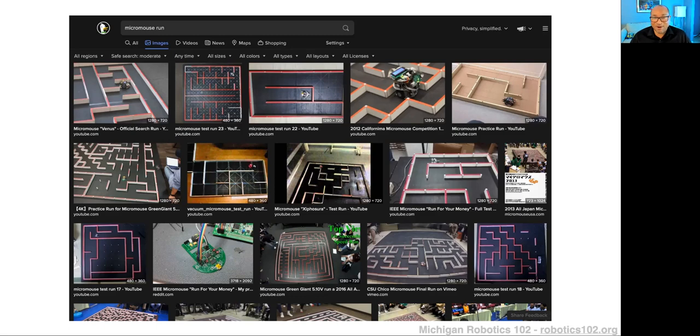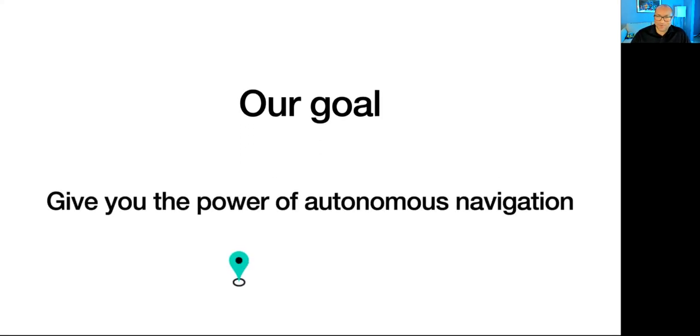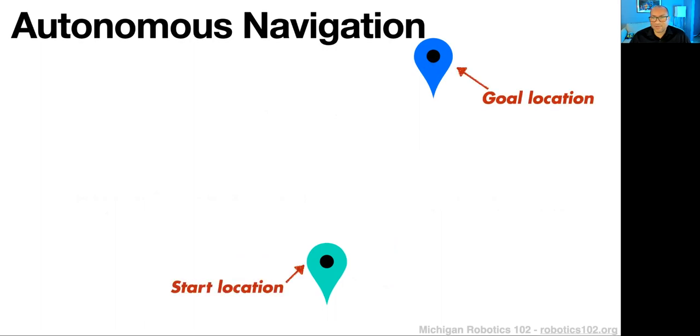But if we come back to our goal for this class, which is to give you the power of autonomous navigation, so your robot can get from any arbitrary start location to a goal location, the algorithms we covered thus far may not be able to get us to where we need to go. And so what we want to think about is, if we have an arbitrary start and goal, we want to be able to solve something complex, and be able to consider anything that might come our way.